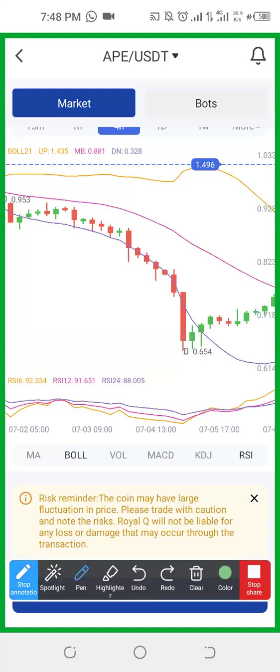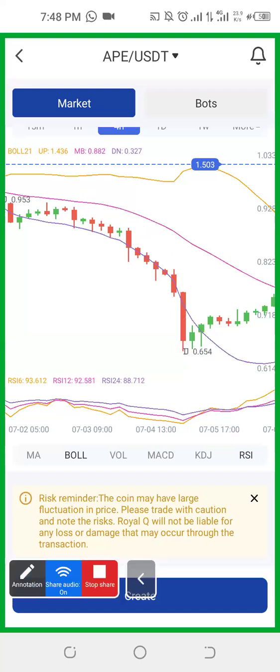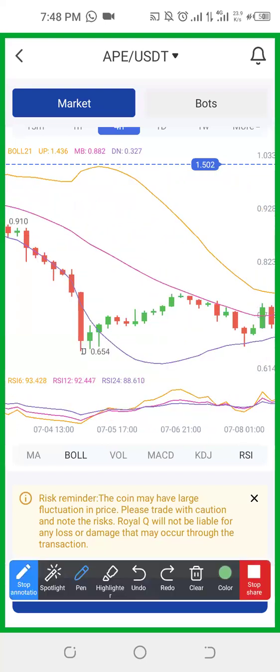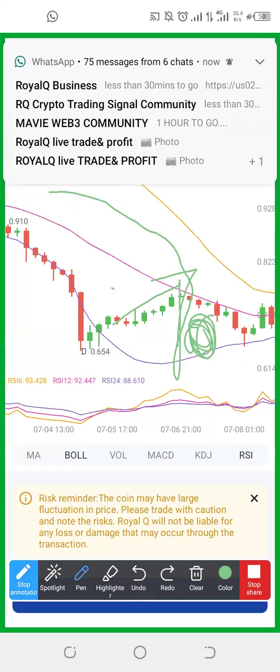You can see that the coin was coming down, coming down, coming down, and it formed a long red candle. Then after the red candle, another candle formed that is like a hammer. And you can see that the coin moved up a little bit here, just about 2%.